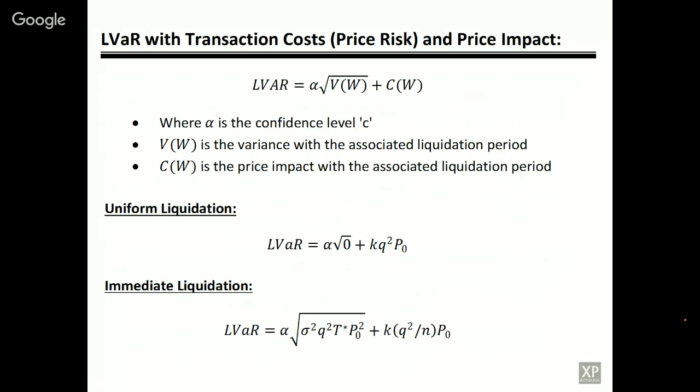So putting these two things together, we get a formula for LVAR. So our LVAR is equal to alpha, which is our confidence level, multiplied by the square root of our price risk, plus our price impact function. So if we have immediate liquidation, this VW term is 0. So our LVAR is just equal to K times Q squared P0. With uniform liquidation, the formula is alpha times the square root of sigma squared Q squared T star P0 squared plus our price impact function of K times Q squared over N P0.